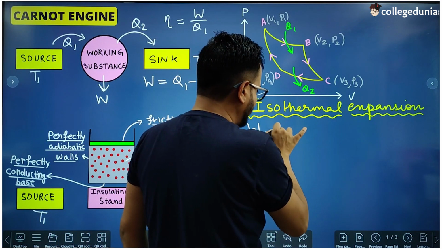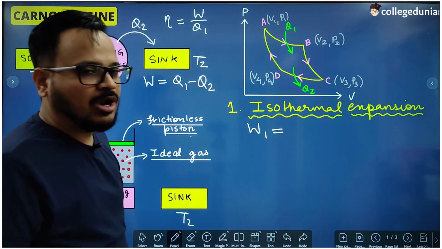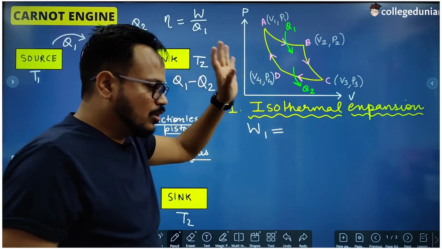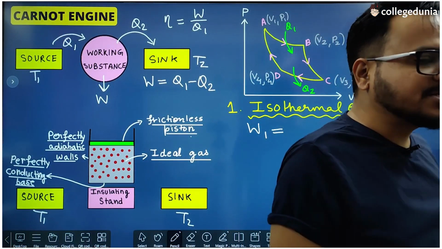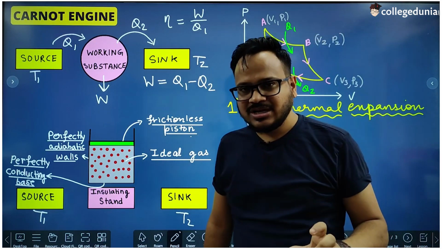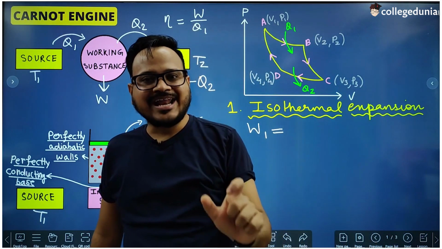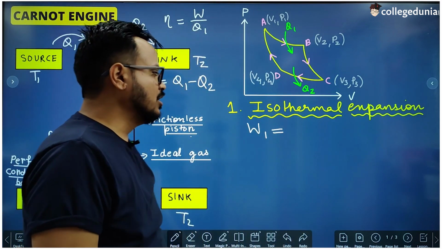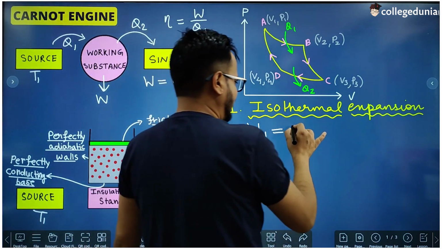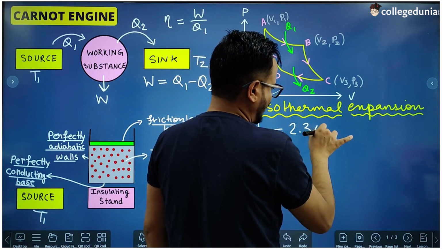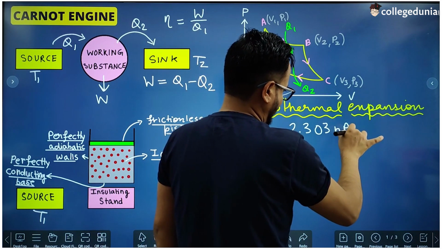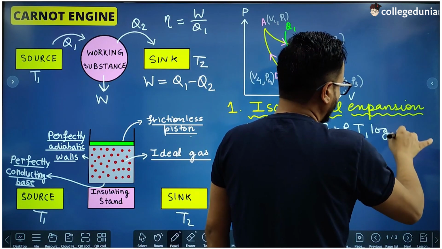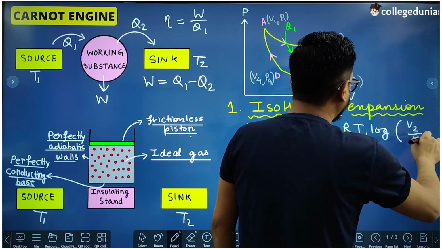So let this gas expand as much as it can, and in this case the work done, suppose W1, is equal to what? What is the formula for work done in isothermal expansion? What we are doing here is trying to understand the working of the Carnot engine, and using that we are deriving a very important expression for the efficiency of the Carnot engine. So what is the work done in isothermal expansion? In isothermal expansion, work done by the gas is given as 2.303 nRT log V2 divided by V1.